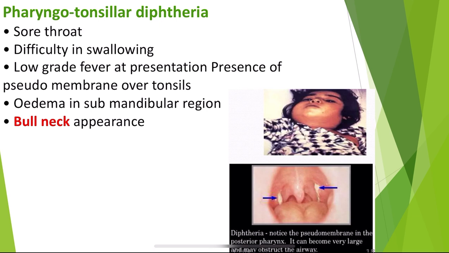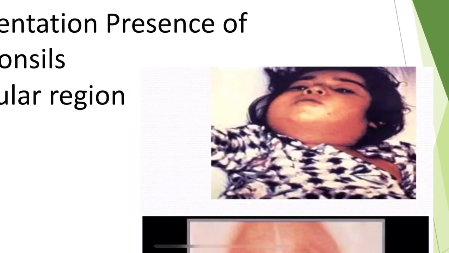Pharyngotonsillar diphtheria. Pharyngotonsillar diphtheria consists of sore throat, difficulty in swallowing, low-grade fever. At presentation, there is a presence of pseudomembrane over the tonsils. Since it is a pharyngotonsillar diphtheria, the pseudomembrane will be formed on the tonsil. There is edema present in the submandibular region, which gives a bull neck appearance. So we see in the picture here the bull neck appearance.